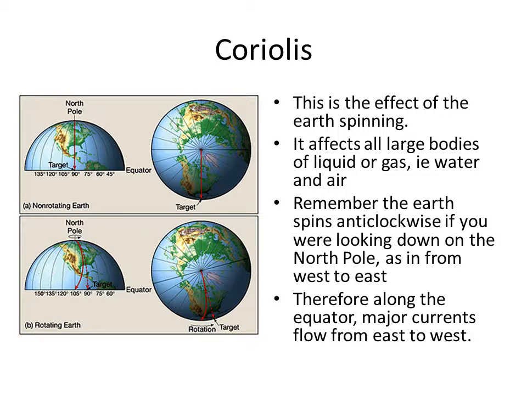Now we discuss the Coriolis effect. This is the effect of the Earth spinning. It affects all large bodies of liquid or gas, that is water and air. Remember, the Earth spins anticlockwise if you were looking down on the North Pole, as in from west to east. Therefore, along the equator, major currents flow from east to west.